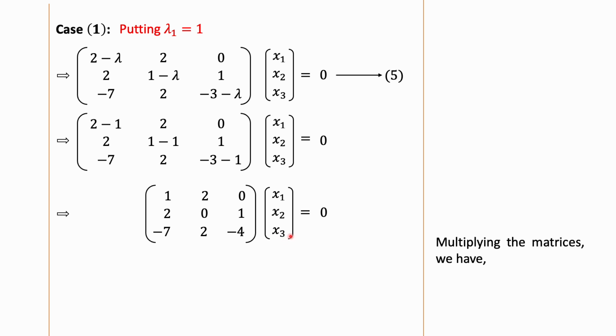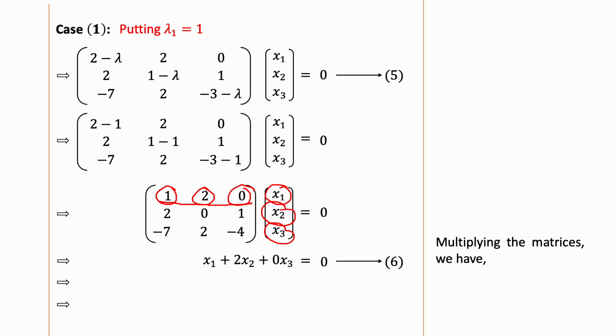Multiplying the matrices, generally we will get 3 equations. How to get that? Let me explain. For the first equation, take the first row. Multiply the first element with the first element here: 1 into x1 is x1. Then the second element with the second element: 2 into x2 is 2x2. The third element with the third element: 0 into x3 is 0x3. It is equal to 0, equation number 6. So multiplying the first row and the column, you get the first equation.